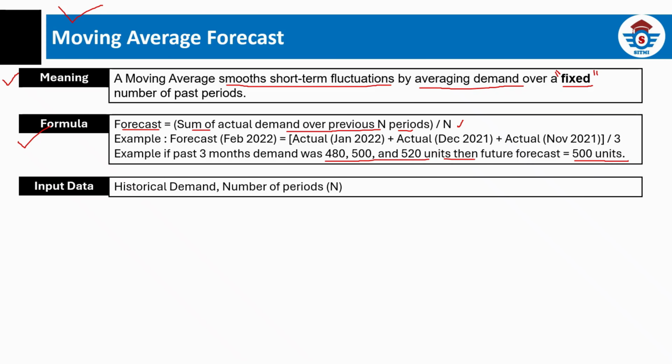Let's now understand what data is required to calculate moving average forecasts. We only need historical demand and the number of periods, which makes this method easy to use even in simple Excel sheets.